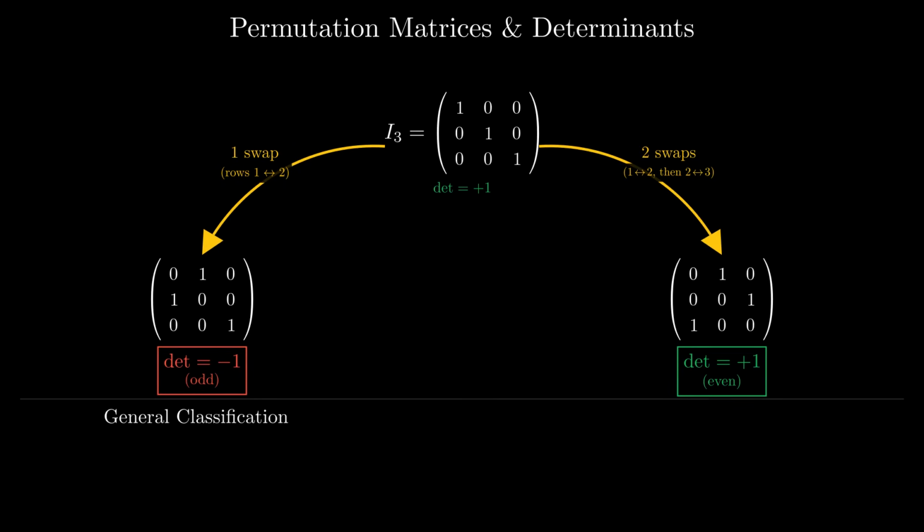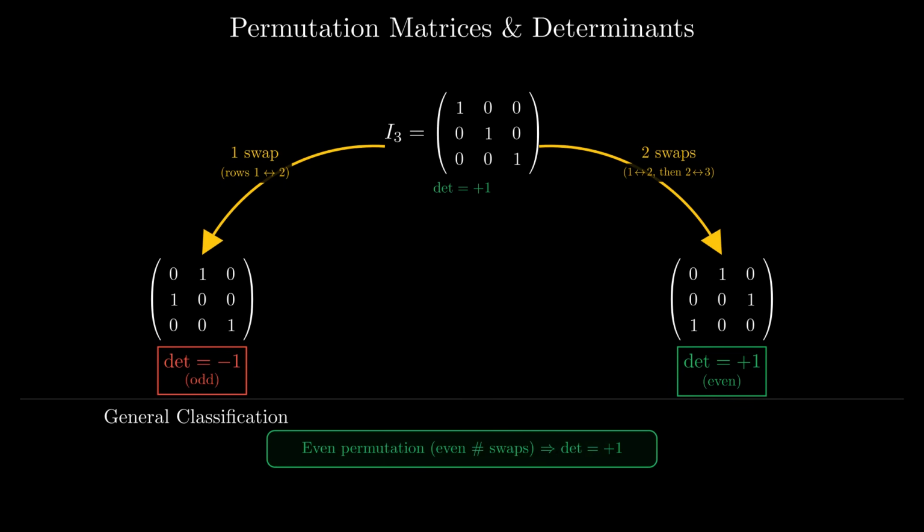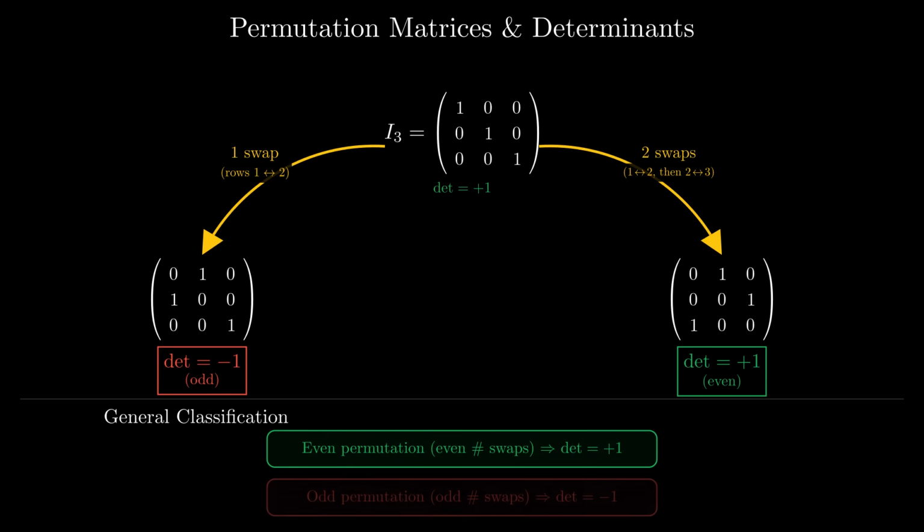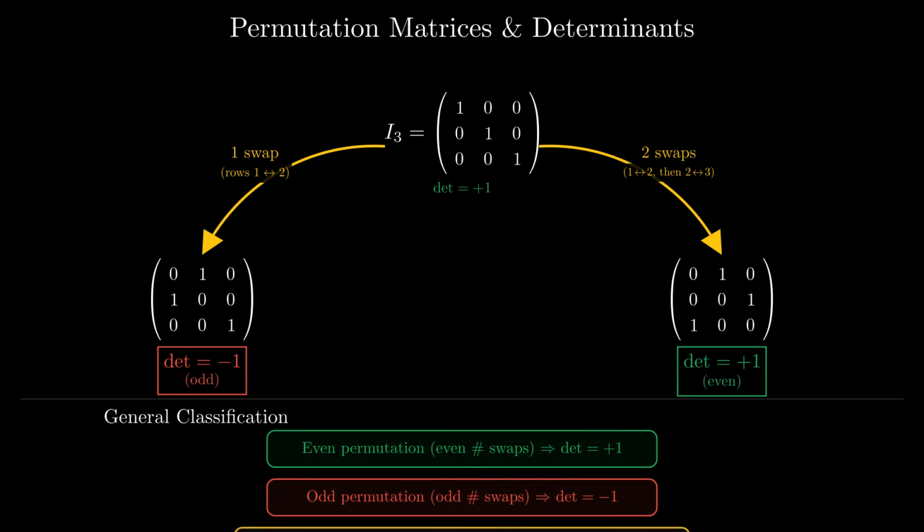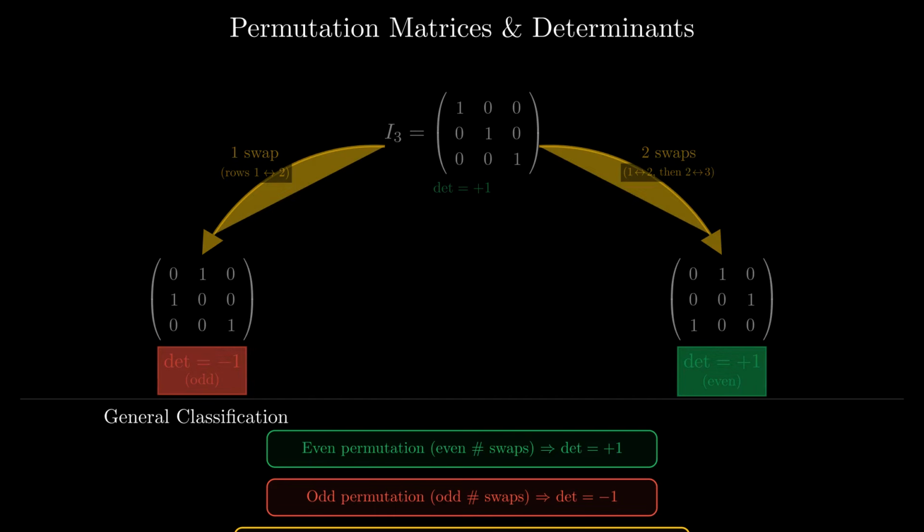This leads to a general classification. A permutation is called even if it takes an even number of swaps to produce, and odd if it takes an odd number. Even permutations always have determinant plus 1. Odd permutations always have determinant negative 1. And importantly, the parity of a permutation, whether it is even or odd, is always well defined. This is a proven theorem in algebra.